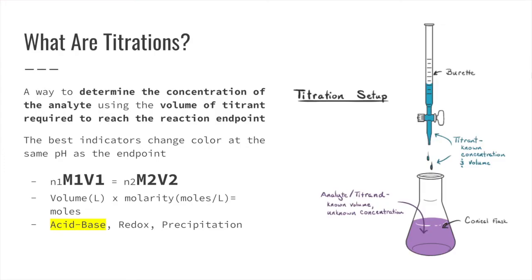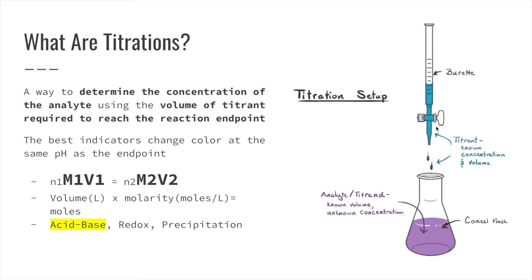So what are titrations? They're a way to determine the concentration of the analyte, which is down here, using the volume of titrant, which is up here, required to reach the reaction endpoint. The analyte in the beaker has known volume but unknown concentration, and the titrant in the burette has known concentration and known volume, since we can control the volume that we drip into the analyte.